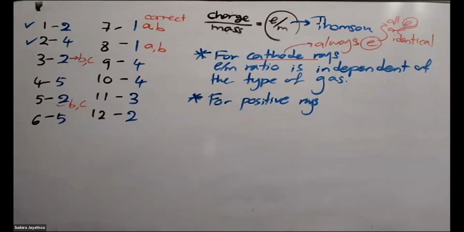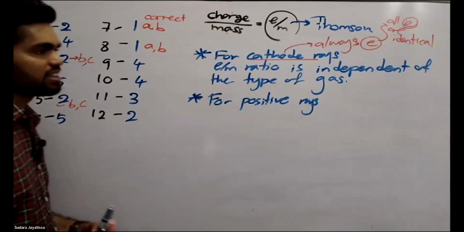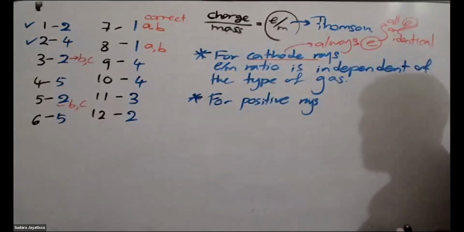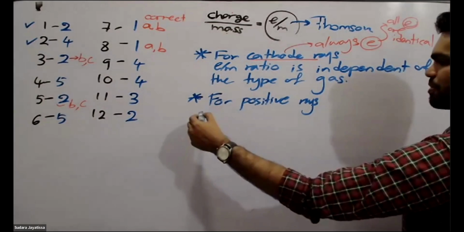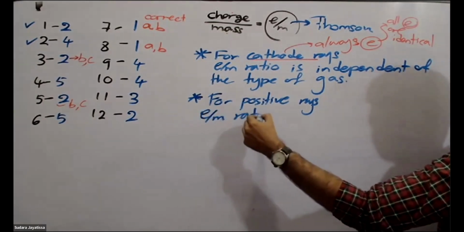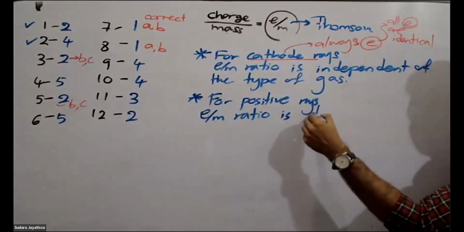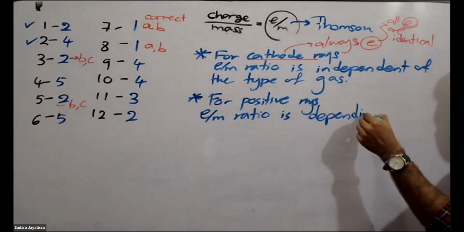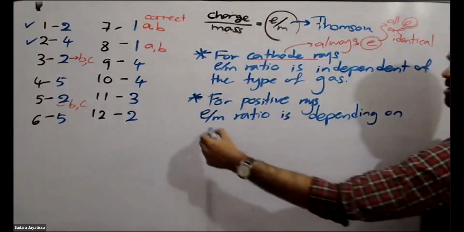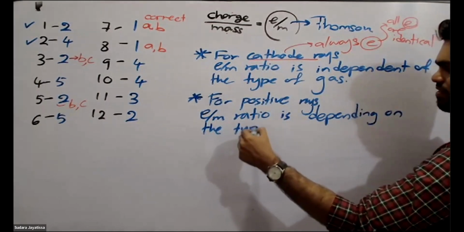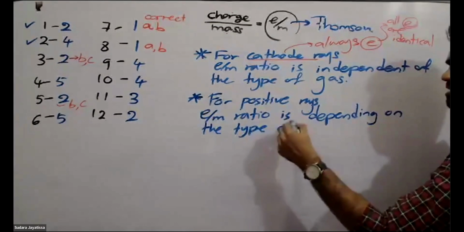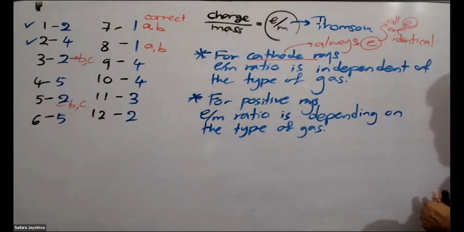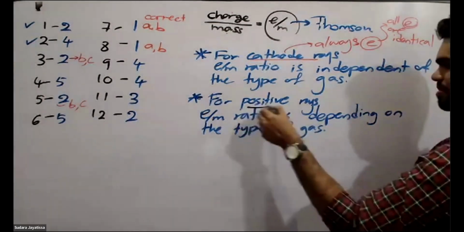For positive rays, for canal rays, for anode rays, the e/m ratio depends on the type of gas you insert. So for positive rays, the e/m ratio depends on the type of gas inserted. Why? What is the reason for that? The reason is, positive rays depend on the gas, right?